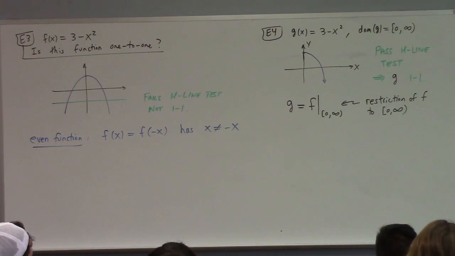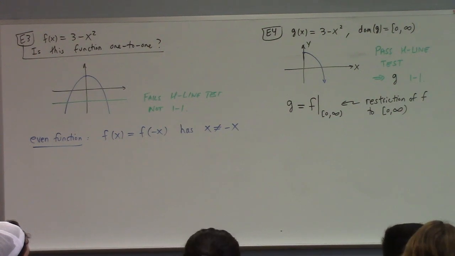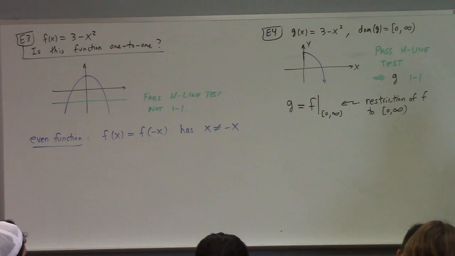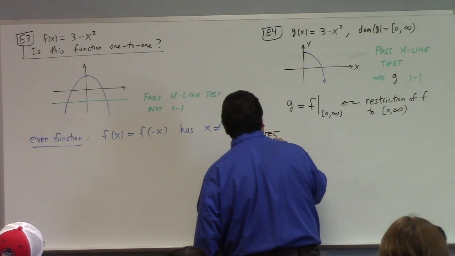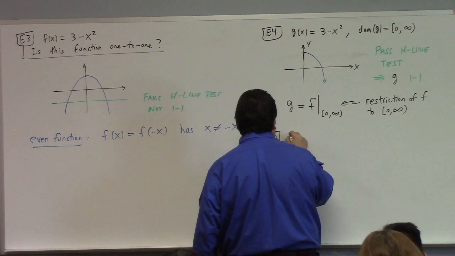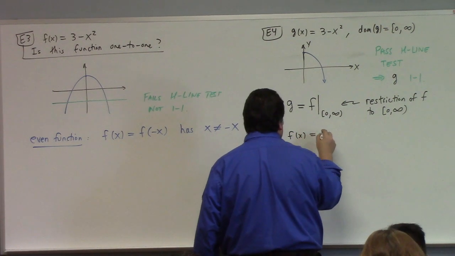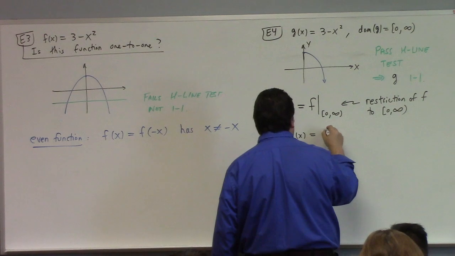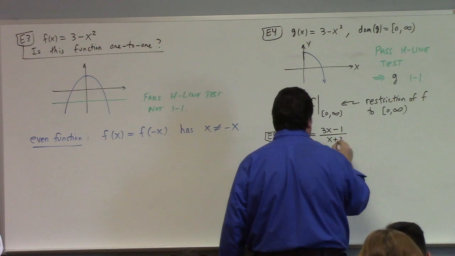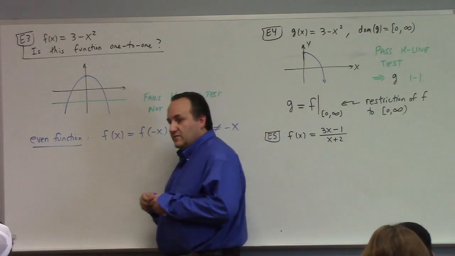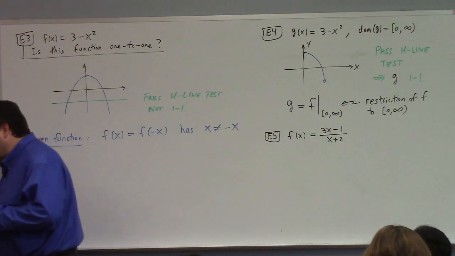So that's about all I have to say about the graphical aspect of it. Let's talk about the algebraic way of checking for one-to-one. So example 5. Suppose we have f of x equal to, let's say, (3x minus 1) over (x plus 2). All right? Is this function a one-to-one function?